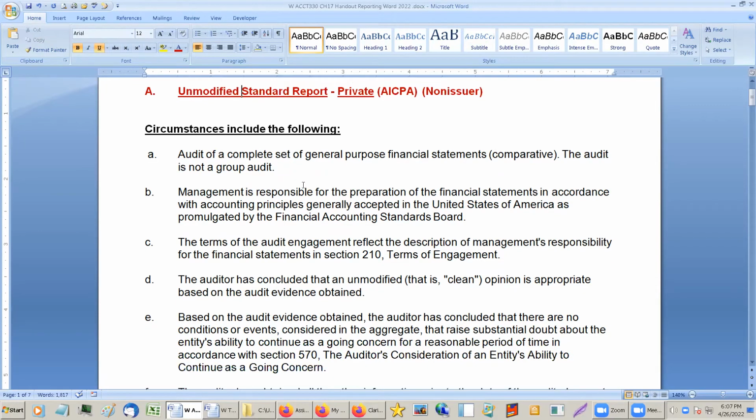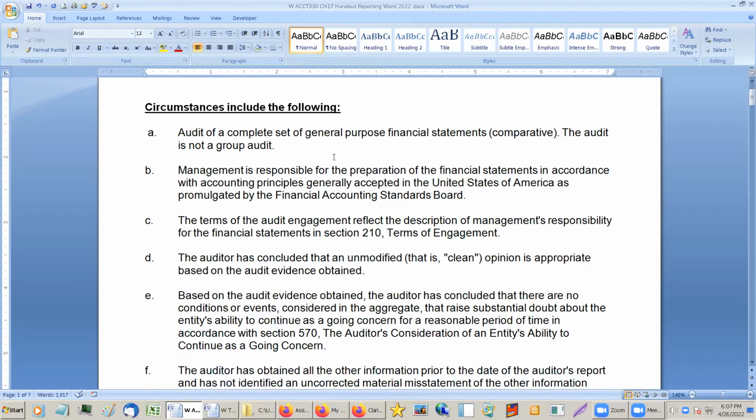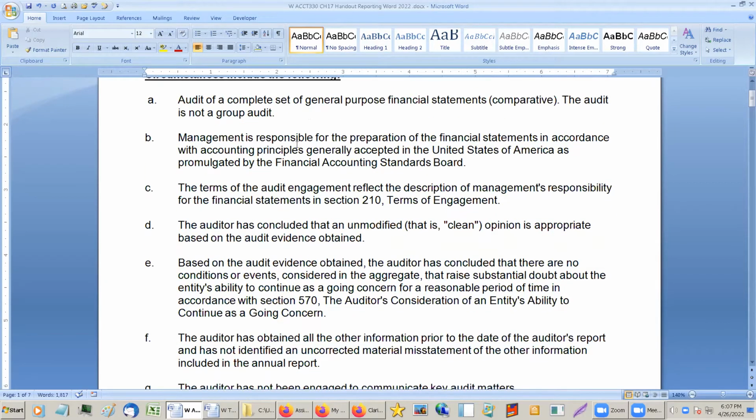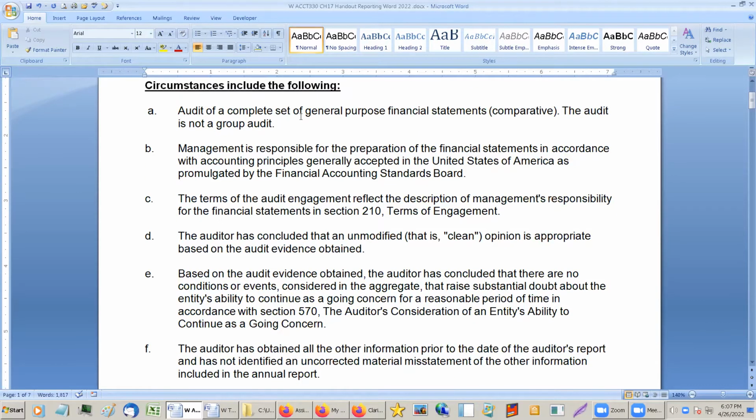To issue the report, these are some of the rules. There's a few of them here. The first one: out of a complete set of general purpose financial statements, comparative, and the audit is not a group audit. Okay, so what does that first one mean? This one means that you are doing all of the financial statements.